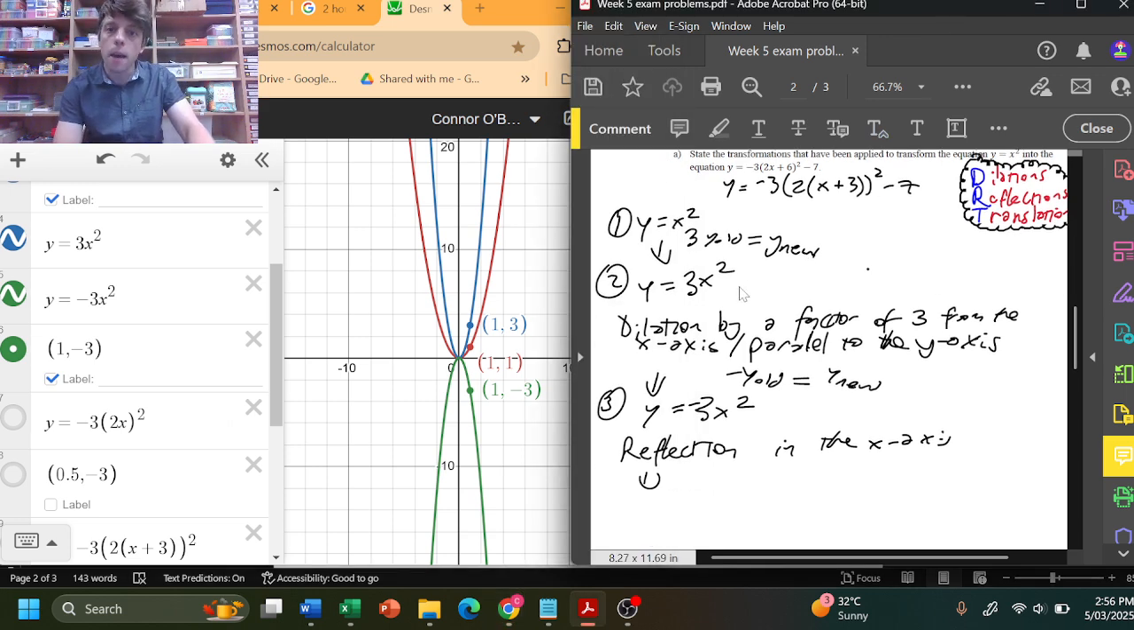Now, getting back over here, next thing that happens is we've got this 2, so we want to do all the dilations and reflections to start off with. So how do we create the function y equals -3(2x) squared? This is probably the one that confuses people the most, because it's the dilation in terms of x. So this is y equals -3, and we're going to replace x with 2x squared. Don't worry about the +3, don't worry about the -7. We just want to work out, how do we create this equation?